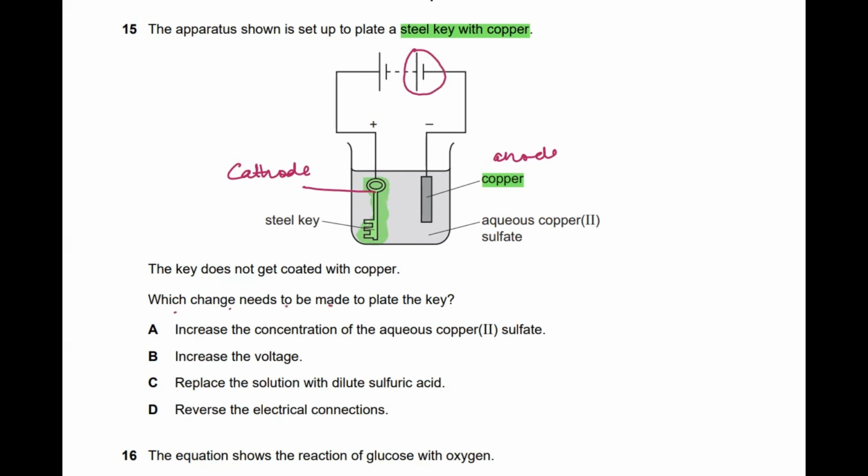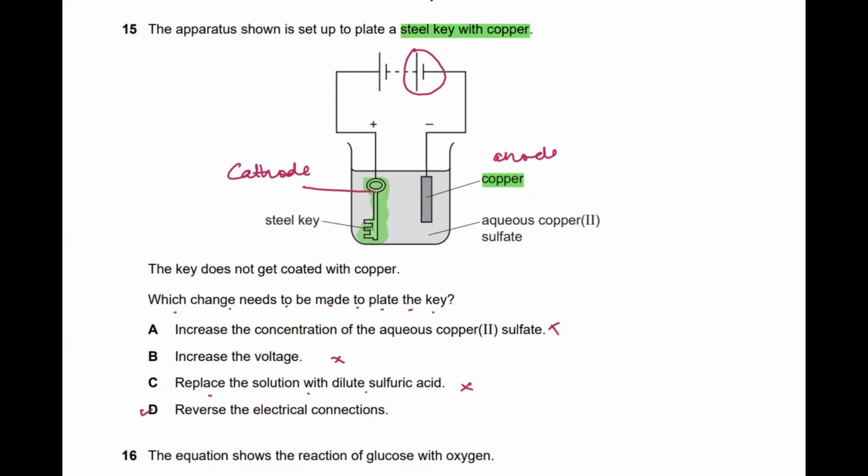Which change needs to be made to plate the key? Increase the concentration of the copper sulfate. No, that has nothing to do with it. This is a wrong arrangement. Increase the voltage. Again, that's going to help with more coating, right? Replace the solution with dilute sulfuric acid. This is not going to act as an active electrode. Whenever we have an anode dipped in its own salt solution, only then is it going to act as an active electrode, and the plating will be done. So this is again a wrong option.